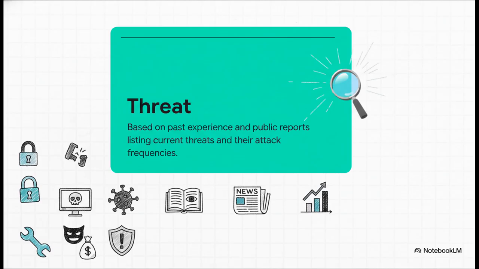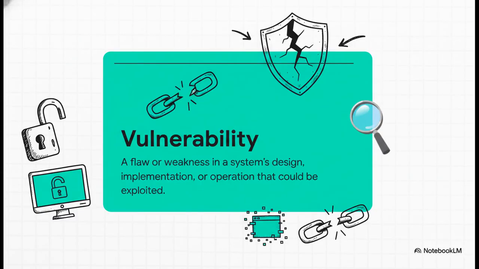Next up, we've got the threat, which is defined as, in determining the threats facing an organization, there is past experience to go on and numerous publicly available reports that list current threats. So, a threat is any potential action or event that could cause harm to an asset. That could be a cyber attack, a virus, a stolen laptop, or even just human error. Companies figure out these threats by looking at what's happened in the past and by keeping up with all the latest security reports. Now, for a threat to actually do damage, it usually needs to find a vulnerability.